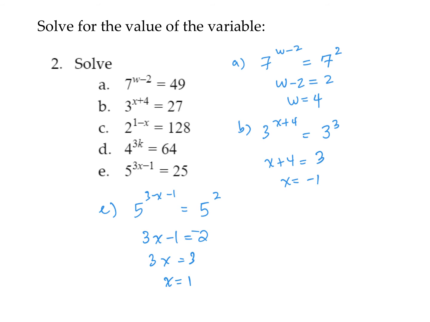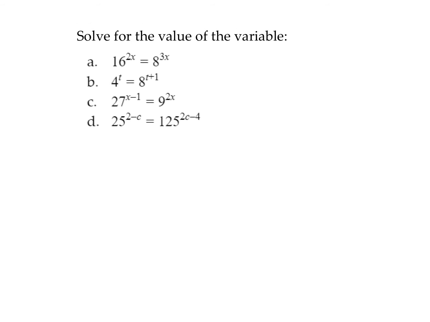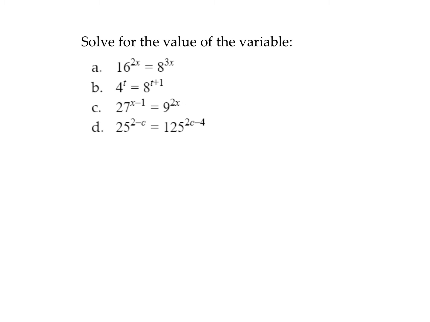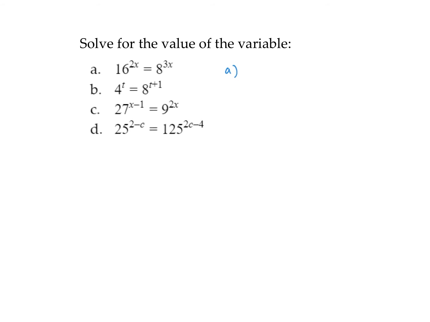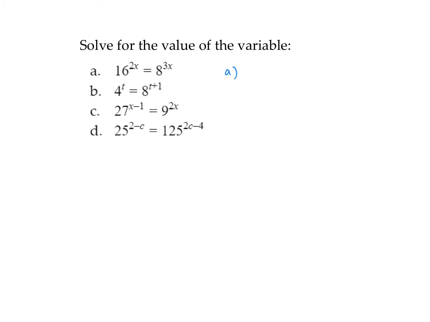So same idea, change both sides to the same base. In these questions, you might have to change both sides. So remember, we always want to go smaller, never bigger. So I know 16 and 8. Well, I might try 4. I know 16 is 4 to the 2, but I can't write 8 as a base 4. So I'll have to go smaller than 4, so I'm going to go to 2. So I know 16 is 2 to the power 4, and I know 8 is 2 to the power 3.